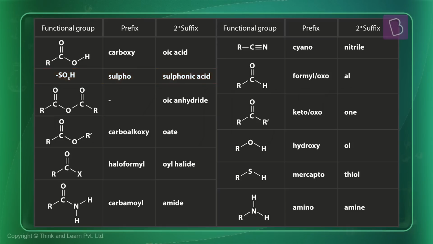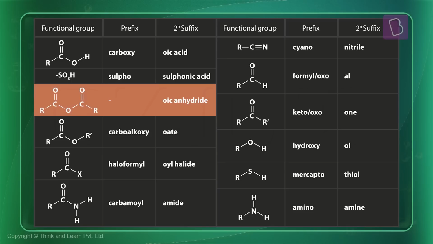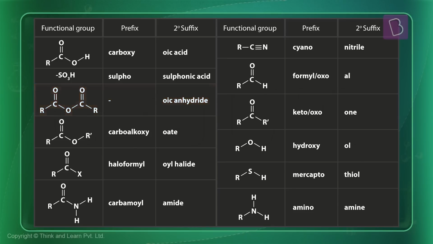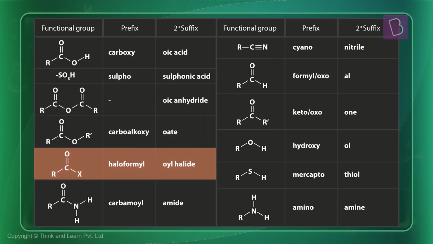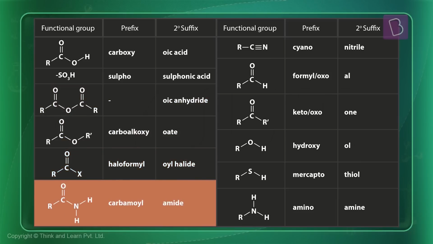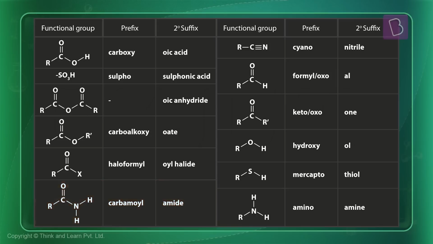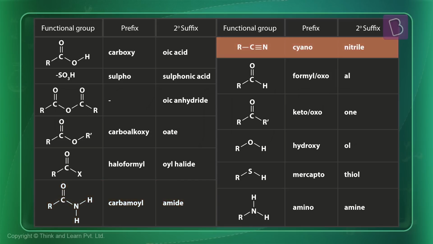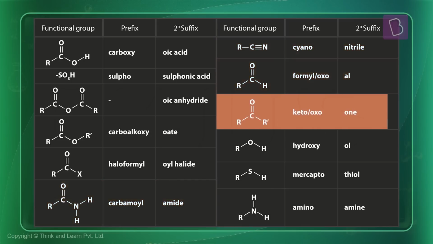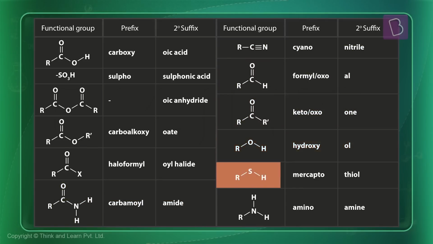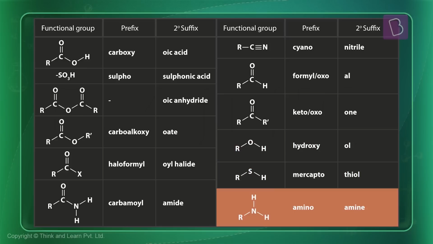And then, moving along the table, as we move down, we have the priority in terms of carboxylic acid, quickly followed by sulfonic acid group, and then acid anhydride, which has the secondary suffix of oic anhydride. And then, as you can see, we have the ester followed by the acyl or acid chloride or acid halide. And then we have the amide or carbamoyl group followed by cyano or nitrile. And then we have the very familiar aldehyde, ketone, hydroxyl or alcohol group, the mercapto or thioalcohol or thiol group. And at the very last, we have the amino or amine group.